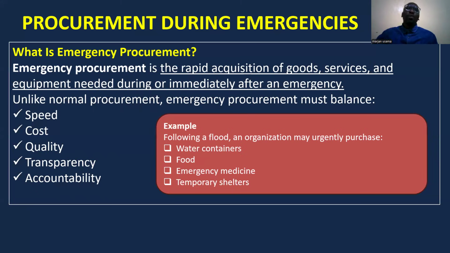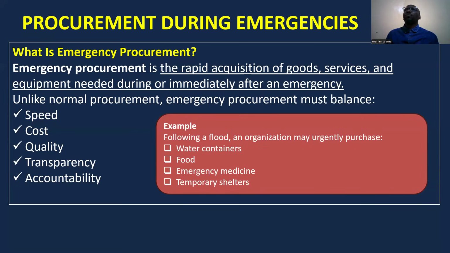So unlike normal procurement, which is when there is no disaster, now when there is an emergency, we need to balance between speed, cost, quality, transparency, and accountability. We need to ensure there is speed. We buy quickly. If there are procurement processes, those people who are supposed to buy, any documentation, anything that needs some signing should be done urgently.